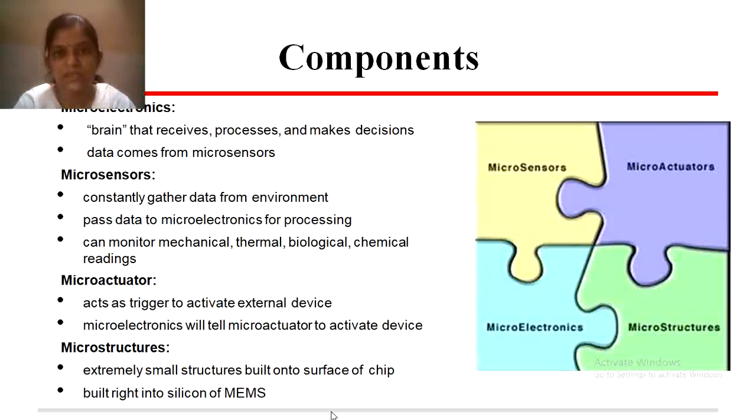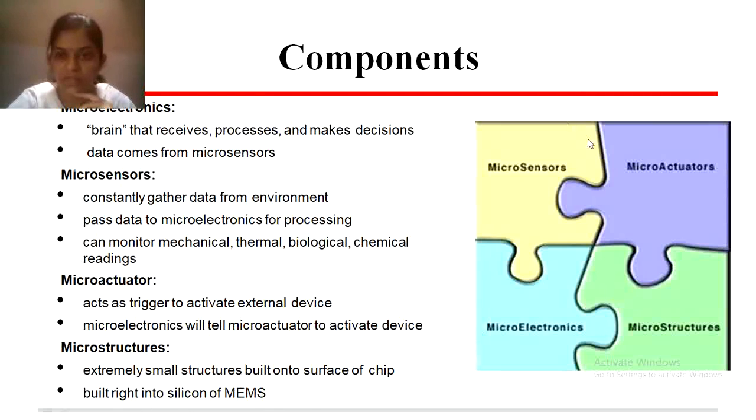Then next is the micro actuator. It acts as a trigger to activate an external device. Microelectronics will tell the micro actuator to activate the device. So whatever decision is given by the microelectronics system is passed to the micro actuators, and they will activate the device. Then the next is the microstructures: extremely small structures built on the surface of a chip, built right into silicon or the MEMS.